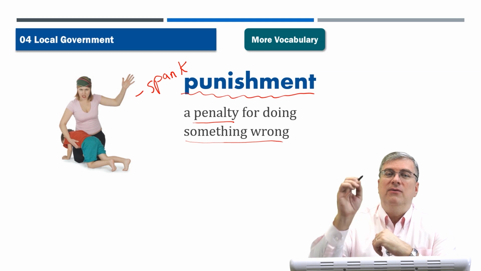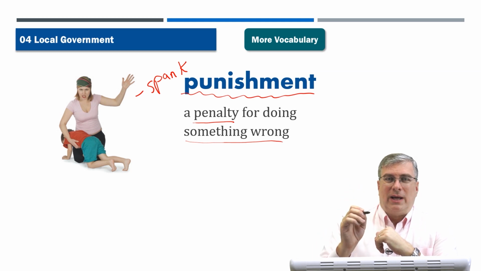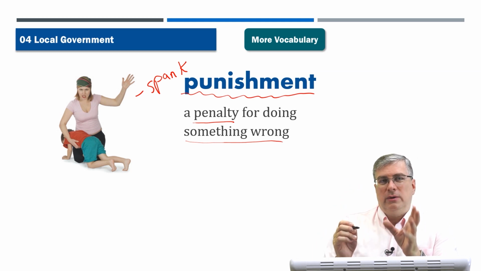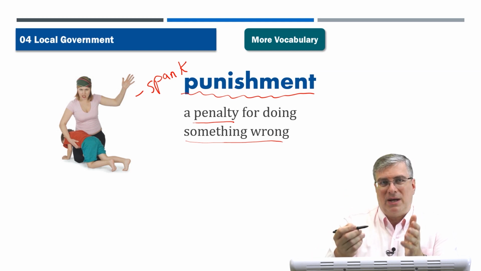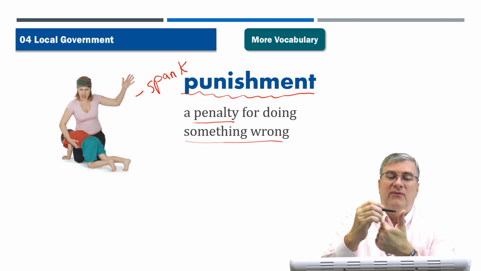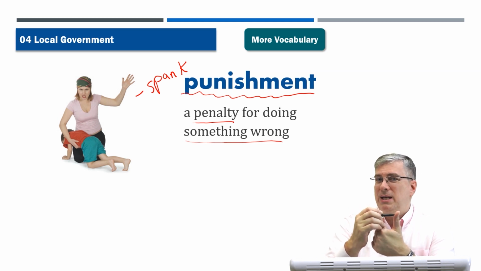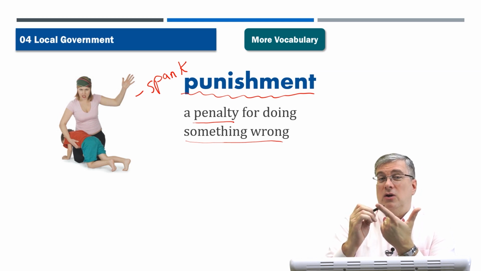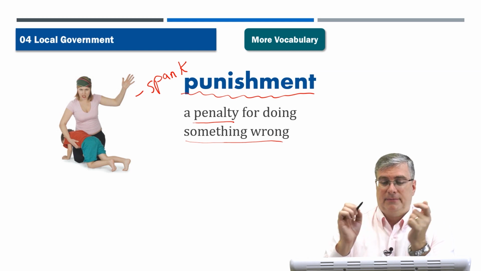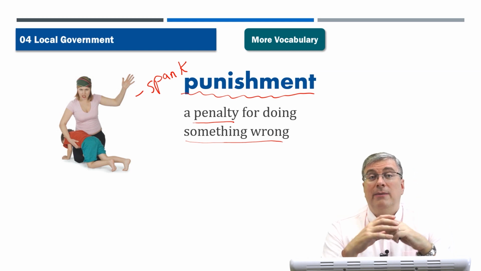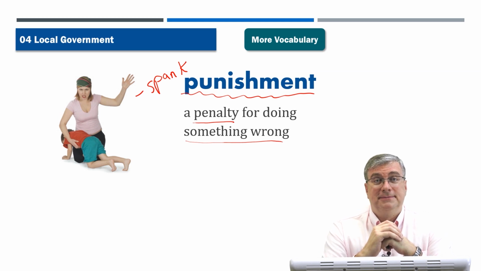It's a negative consequence to doing something wrong. If you're caught doing something wrong, you will receive a penalty or a punishment. And again, like I said, that could be a fine. Maybe the judge makes you pay money, or the judge says you need to go to jail. Those are also types of punishments. Okay, good. Those are the vocabulary words for this lesson.